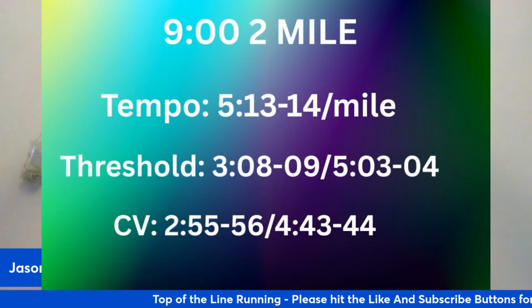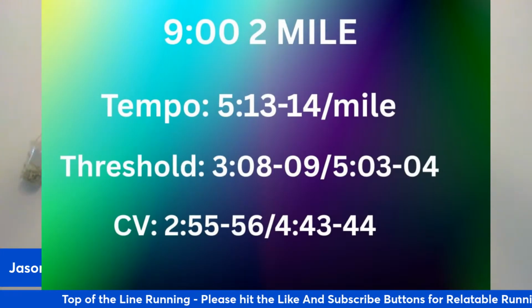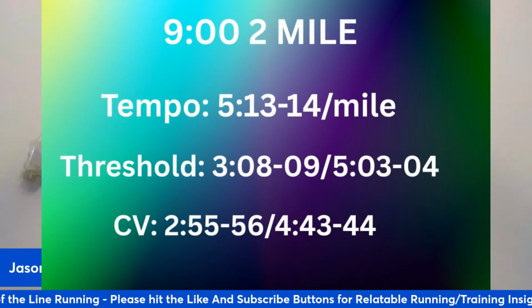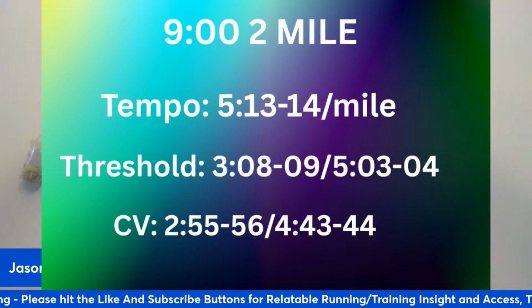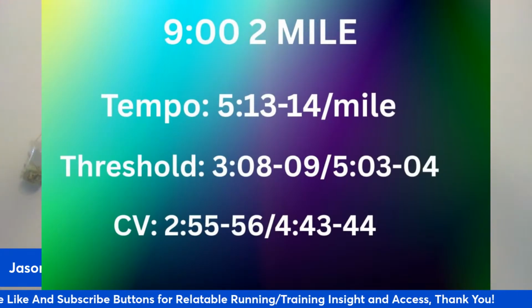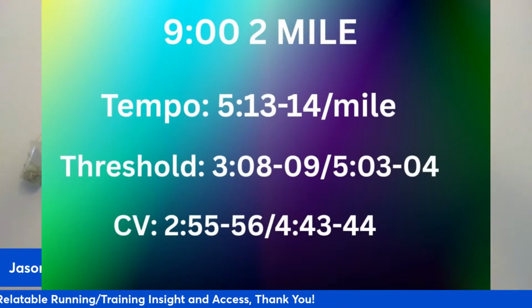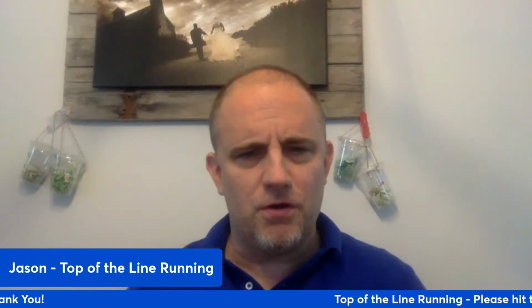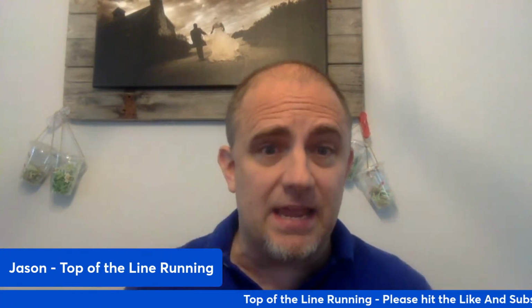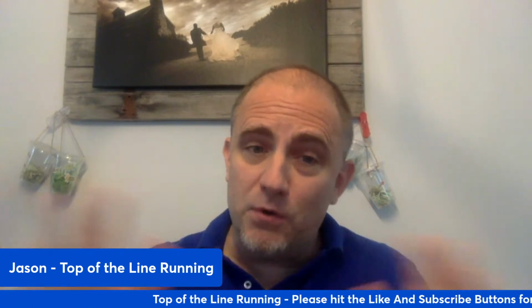And you can incorporate some speed development on the back end of it. Okay, critical velocity here, 255 to 256 per 1K rep and 443 to 444 per mile for 1 mile reps. Okay, and that's again at a 9-minute 2 mile. So these are the paces for tempos, for thresholds, for critical velocity. I wanted to break this down so you could see it. It's up to you to decide how you want to incorporate it into the training.